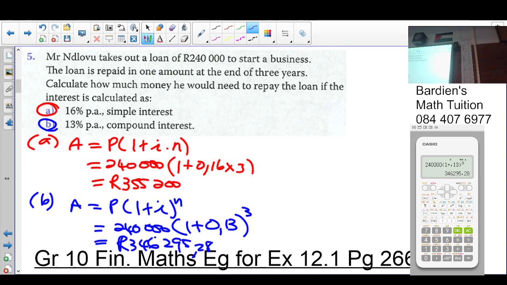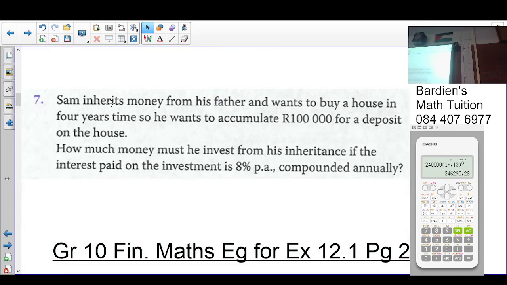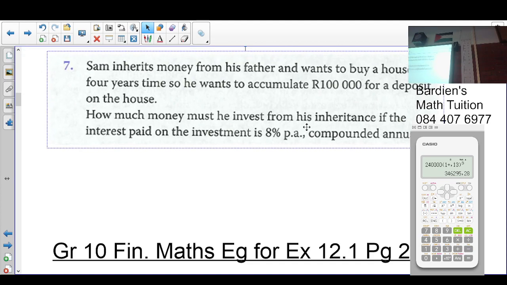So the question says, which one would be the better option for you? No, so I just said you must calculate how much money you would need to pay. Okay, so which one would be the better one? A? Why? It's a payment. So of course B. Why? You want to pay less. Even if it's by a few rands, you're going to go with B, because we're looking at pure calculation.